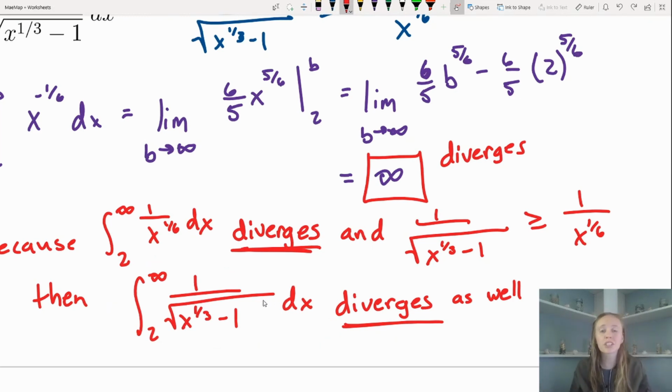So hopefully on this worksheet you got some good practice with evaluating improper integrals when we have infinite intervals, and evaluating improper integrals when the function that we're integrating is unbounded. And also, hopefully you learned a little bit about that comparison test.